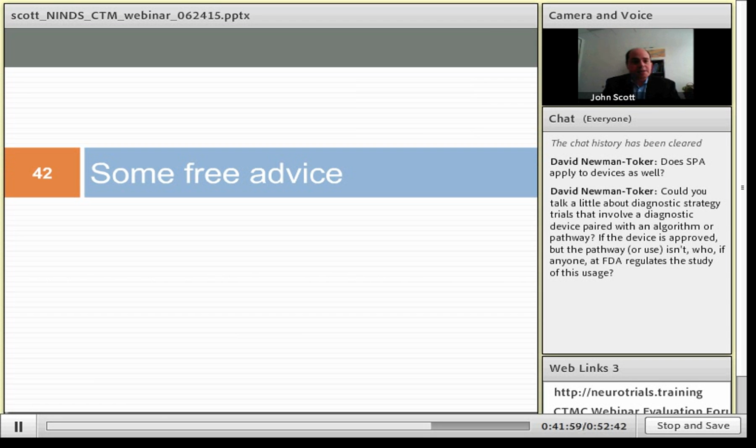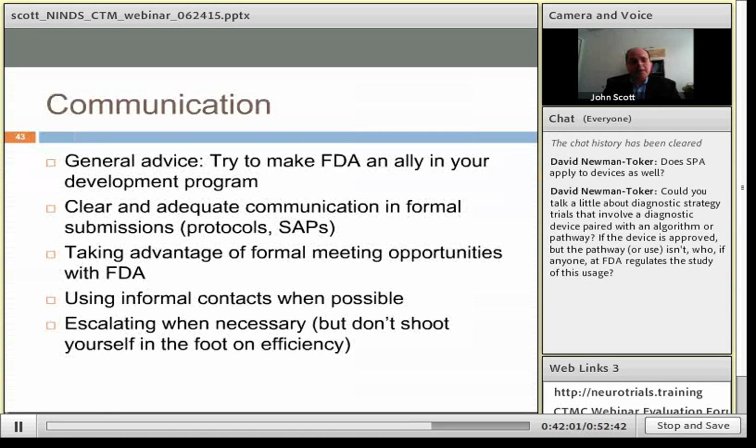Okay, and the last part of this talk is sort of free advice on interacting with FDA. And the first bullet point here is really the main thing, which is to try to make FDA an ally in your development program or in your clinical trial. And what that really boils down to is if the FDA reviewers believe you're doing important, valuable work and believe that you're going about it in a good way, they will tend to do what they can to make that process go as smoothly as possible.